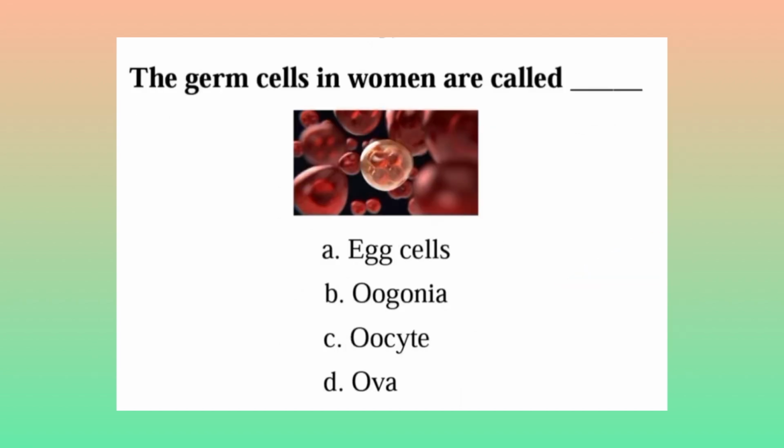Number 3. The germ cells in women are called A. egg cell, B. oogonia, C. oocyte, D. ova. Answer: B. oogonia. Oogonium is a female reproductive cell or female germ cell which undergoes reductional division meiosis to form the mature female gamete, ovum or egg, through the process called oogenesis.